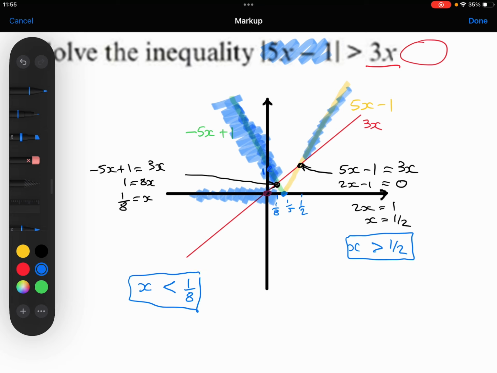And there we go. I have solved the inequality by drawing a sketch and using the two different equations of the modulus graph, the yellow equation and the green equation. I've been able to find the values of x where they are equal to one another, and then I've been able to use my sketch to say that x needs to be either greater than 1/2 or less than 1/8 for the modulus to be above the red line.